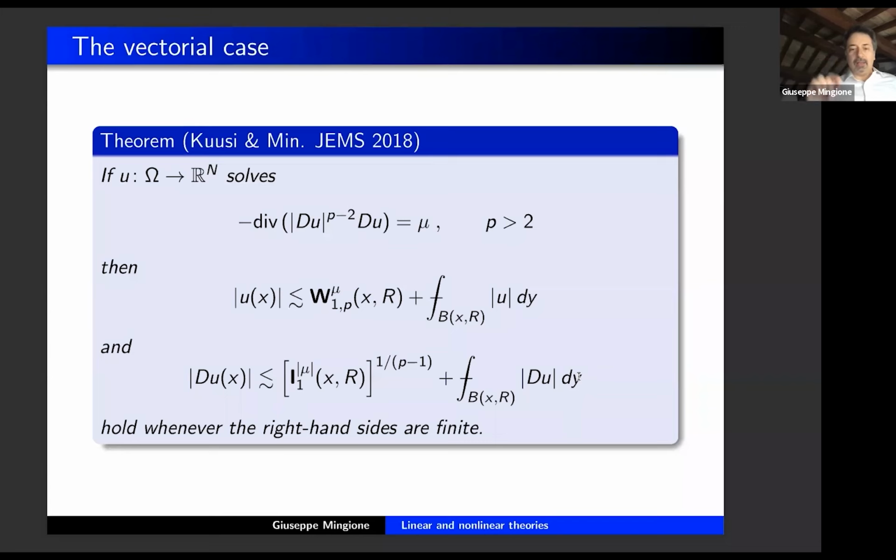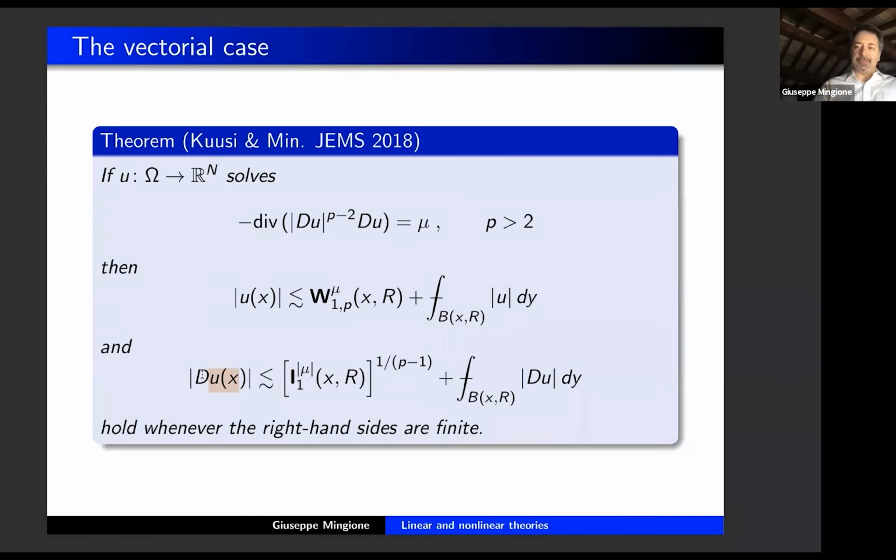Okay, let me pose one question. For how many x is this estimate valid? Usually you say that it's valid almost everywhere. Actually, I say that it's valid everywhere. In which sense? As an outcome of our proof, we can prove that if the Riesz potential is bounded, then Du has a precise representative at that point.